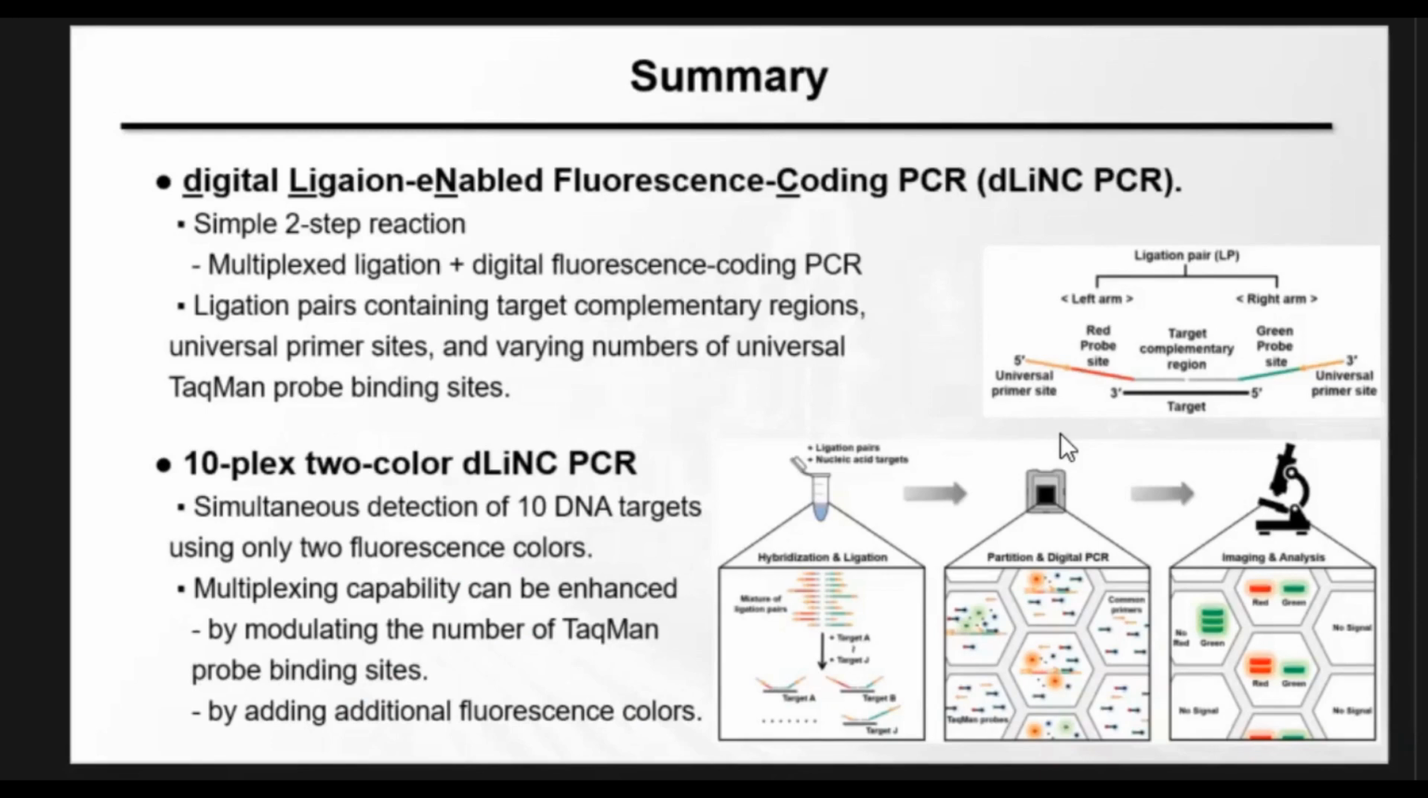By designing the ligation pairs that has target complementary region, universal primer binding site, and varying numbers of red and green technical binding sites, we were able to simultaneously detect 10 DNA targets by using only 2 fluorescence colors. The multiplexing capability of this digital LiNC PCR is further enhanced by modulating the number of red and green technical binding sites. It's very easy, and also it can be achieved by adding additional fluorescence colors.